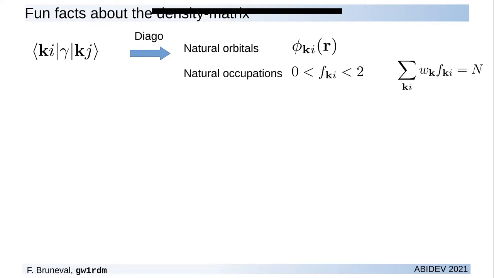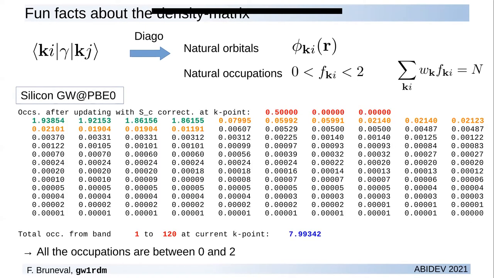Okay, so let's take the example of silicon. Let's calculate this density matrix obtained from GW based on a Kohn-Sham calculation with PBE0. PBE0 is the most used hybrid functional that we can find, and it's believed to be quite correct for silicon.